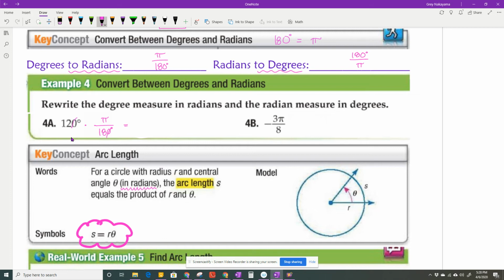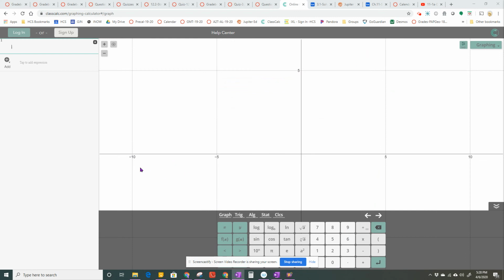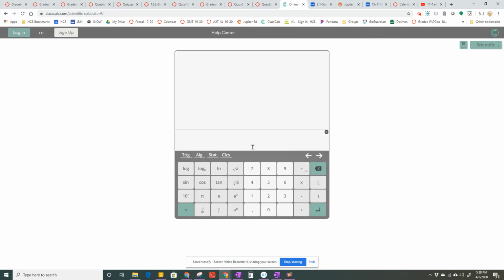Again, you all have calculators to do that, but just to refresh your memory, in case you don't remember, I'm going to go to the class calc because I know everybody can get to that. So even if your calculator doesn't do it, use class calc.